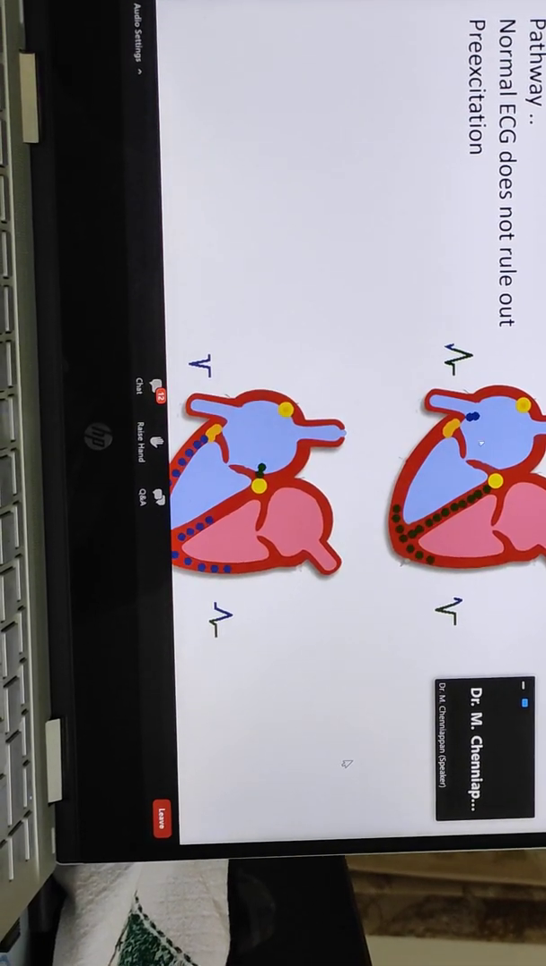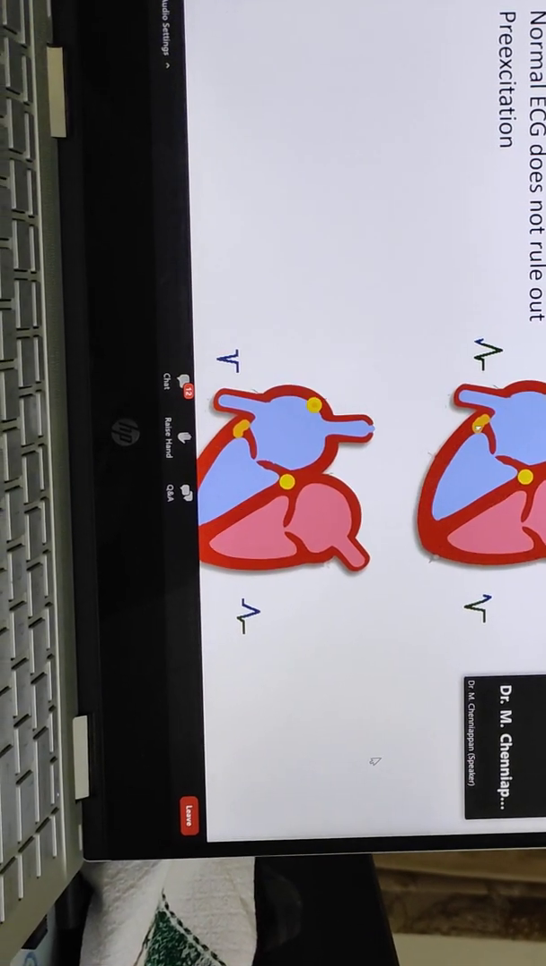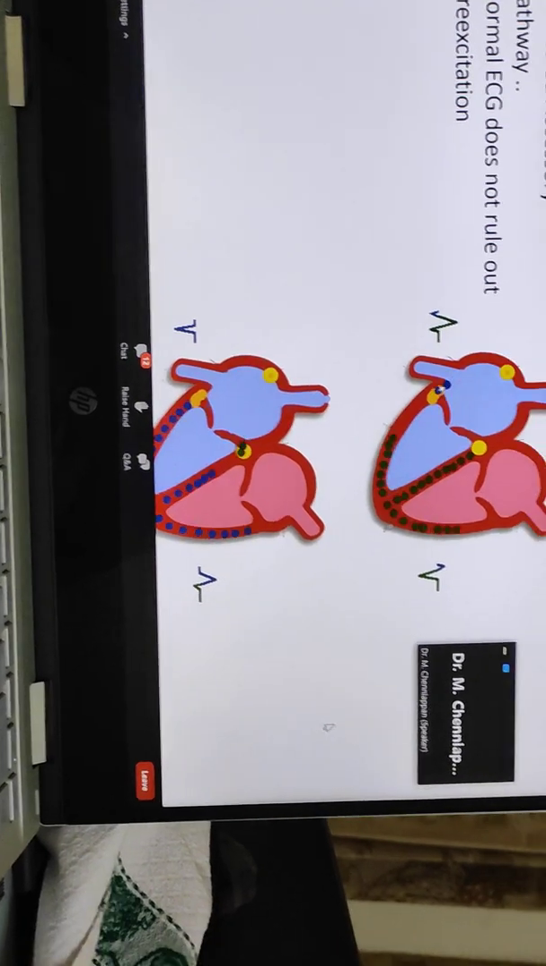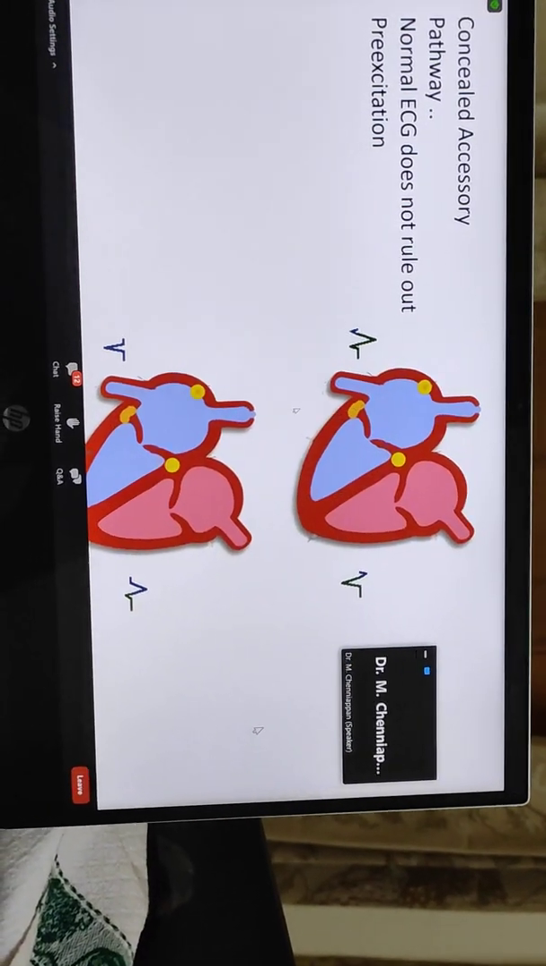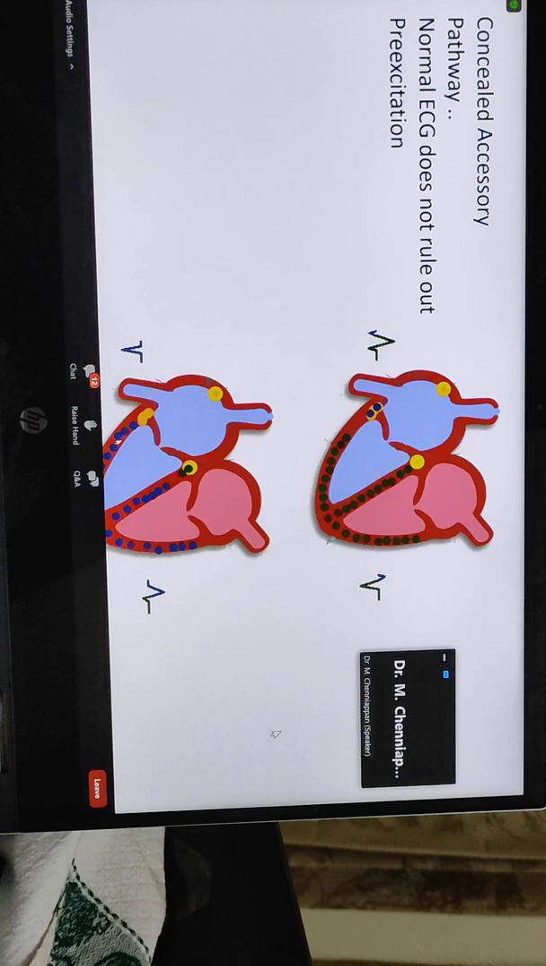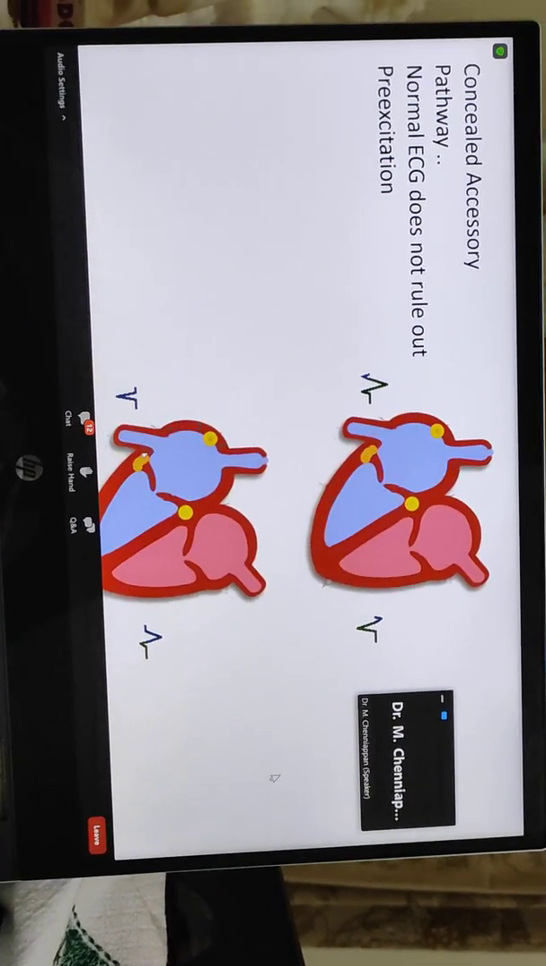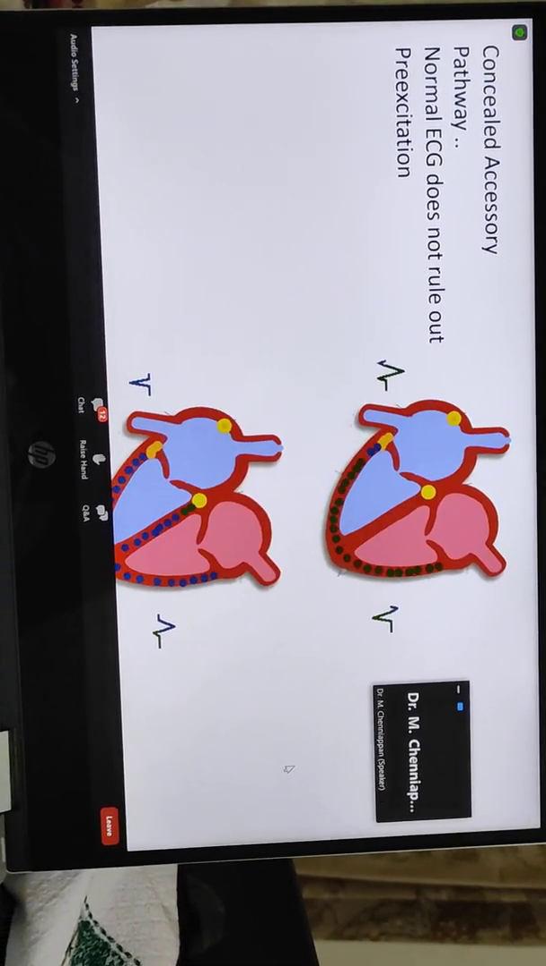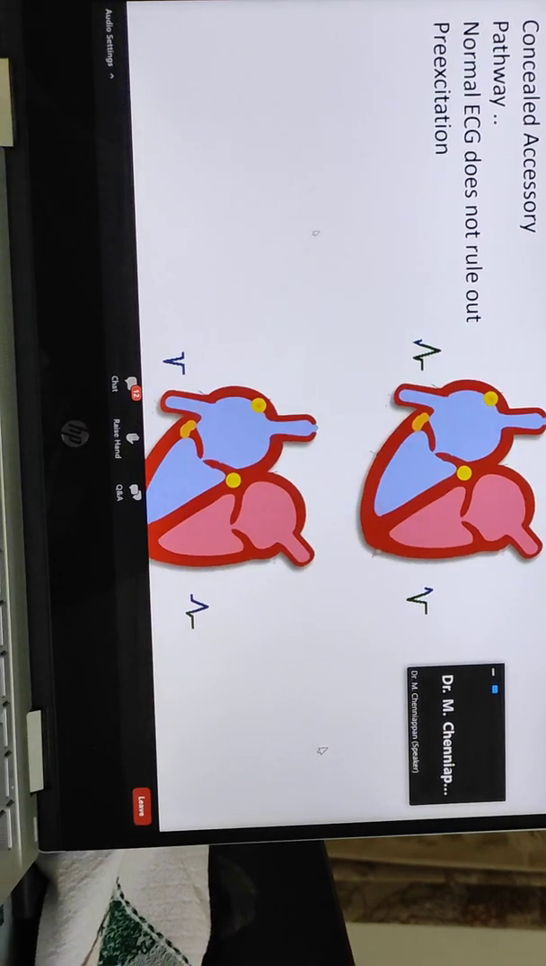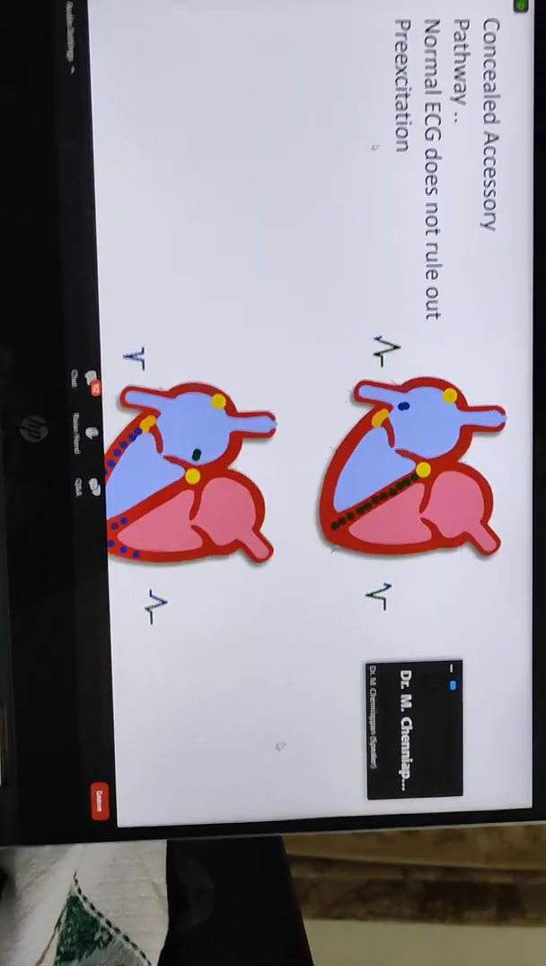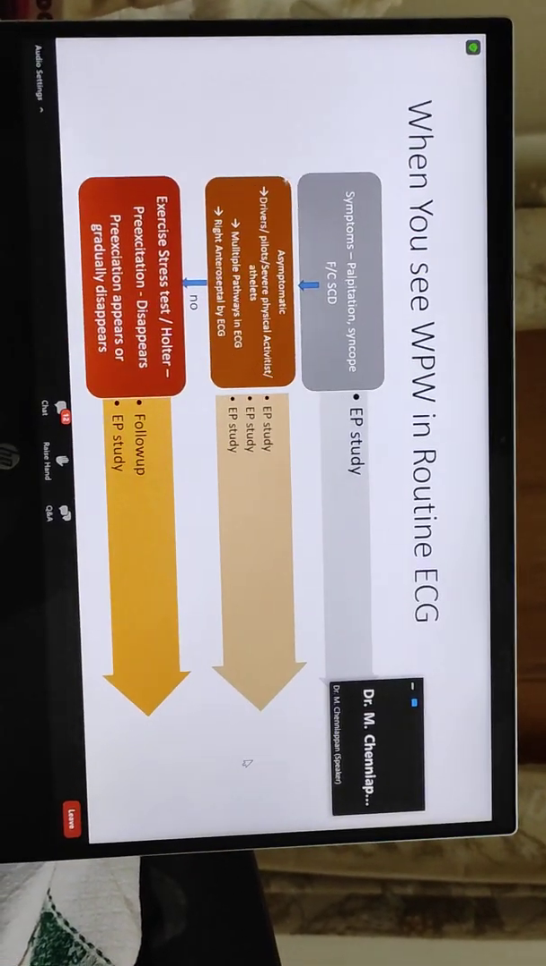So in this patient, you may not have the classical short PR and the delta wave, although this accessory pathway is existing. Whereas if this accessory pathway is conducting quickly, with a shorter refractory period, you will have the classical short PR and delta wave. So the normal ECG does not rule out pre-excitation.